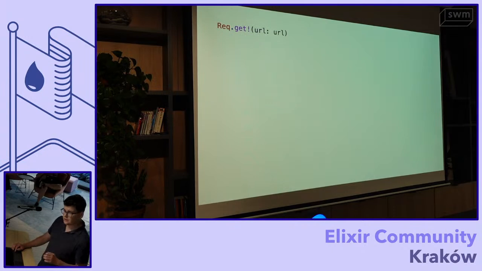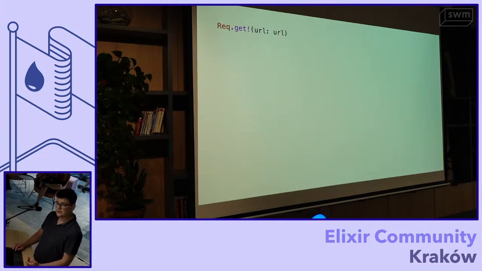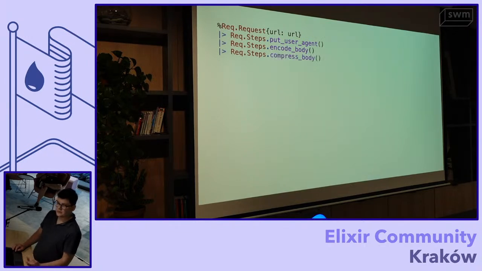So let's describe basically how Rec works on a very high level. When we make this call, it is as if we would be building up the struct, and then we would be running steps on it. So here we set the default user agent, and this is a step. This is a request step, and these take a request struct and return it. So we would be kind of piping them. We would set some headers, maybe encode the body, compress it, and so on and so forth. And at the end of the request steps, we would call a special step, which is the adapter step, making the actual call.